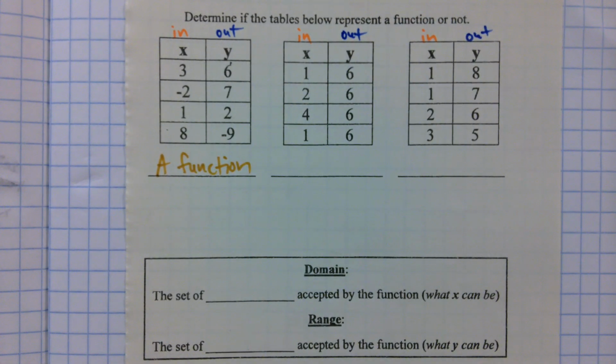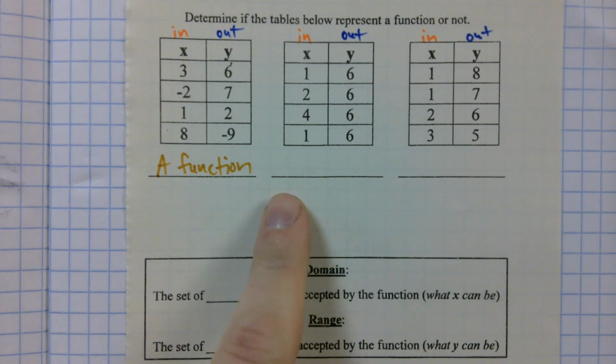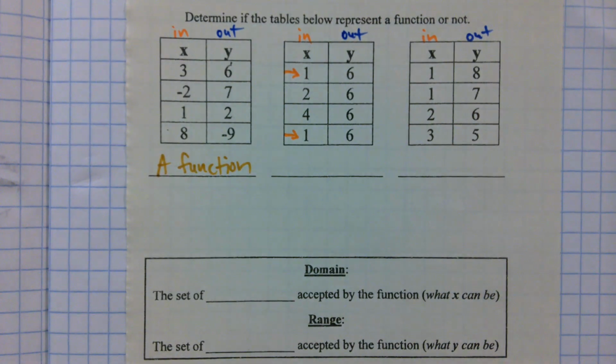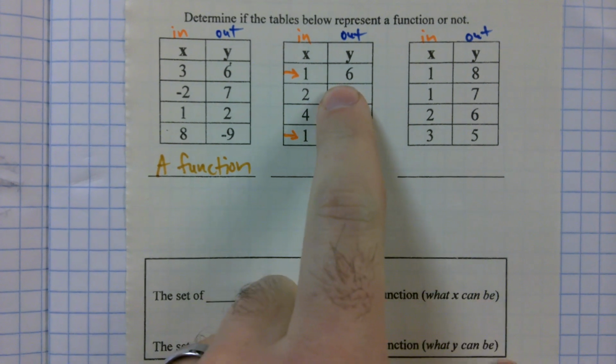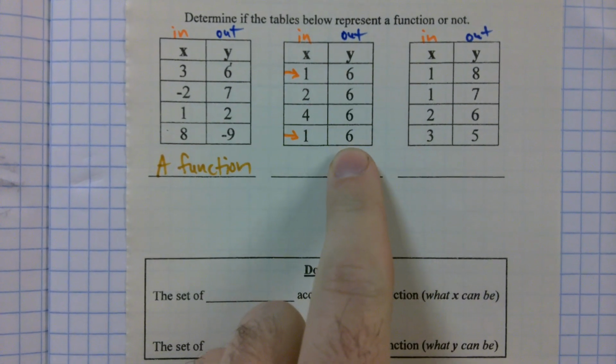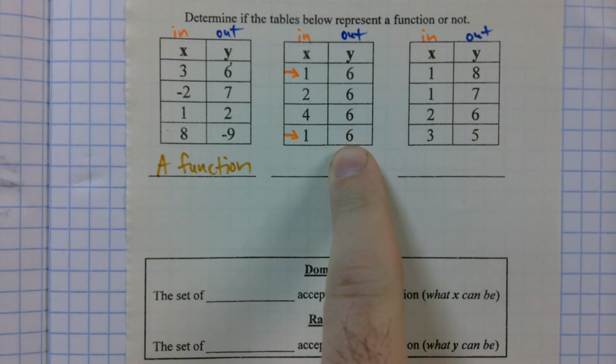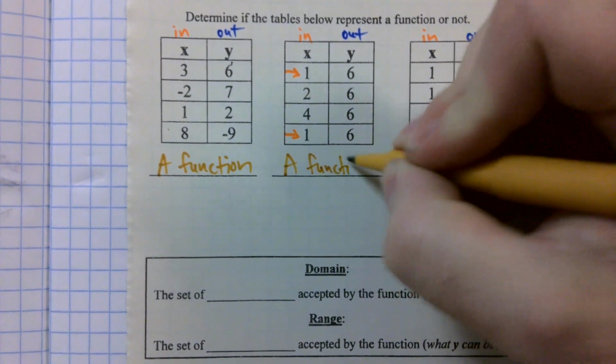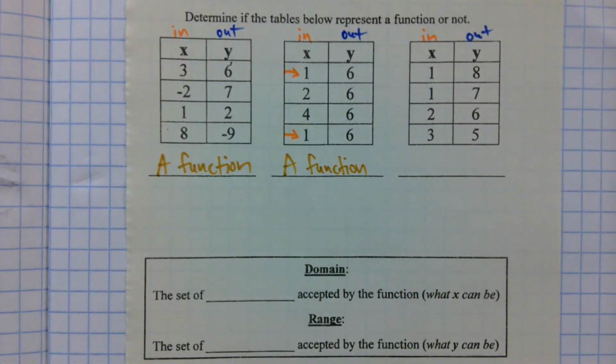Okay, for this next one, what are my inputs for the second table? 1, 2, 4, 1. Do we have any repeating inputs? Yes, we do. We've got a 1 and a 1. What's my output for the first one? 6. What's my output for the second one? 6. Is that a different output? No. So that's still a function. Oh, really? Even though we have a repeating input, it's the same output.